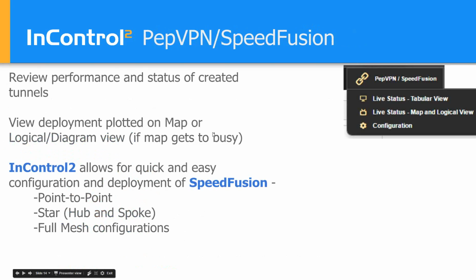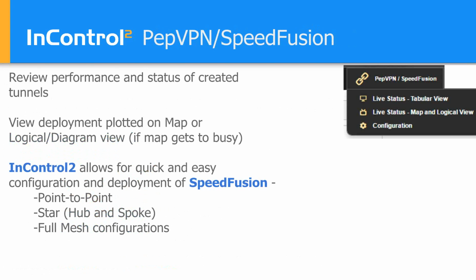So just going across the options that you can get on the org level, first up, PepVPN SpeedFusion. This allows you to go ahead and create the accounts, as well as review your performance of the ones you got up and running. You'll be able to see the deployment plotted in on GPS map view or a logical diagram view if the map kind of gets too busy, if you have a cluster in a small area and it doesn't really plot out properly.